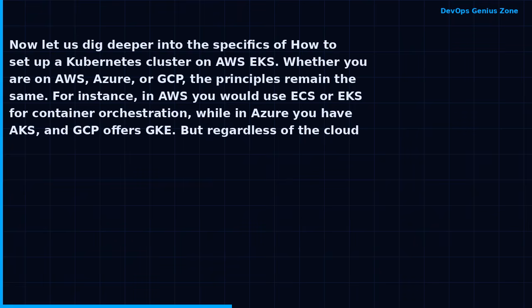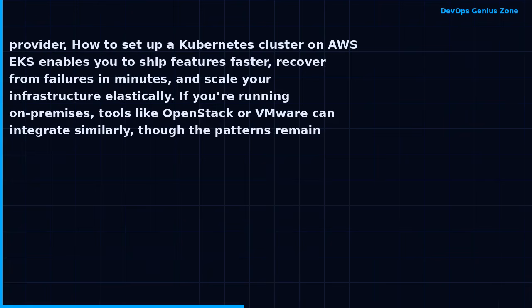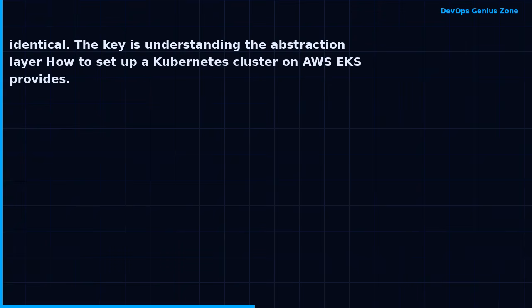Whether you are on AWS, Azure, or GCP, the principles remain the same. For instance, in AWS you would use ECS or EKS for container orchestration, while in Azure you have AKS, and GCP offers GKE. But regardless of the cloud provider, knowing how to set up a Kubernetes cluster on AWS EKS enables you to ship features faster, recover from failures in minutes, and scale your infrastructure elastically.